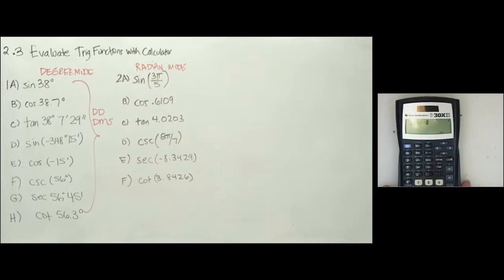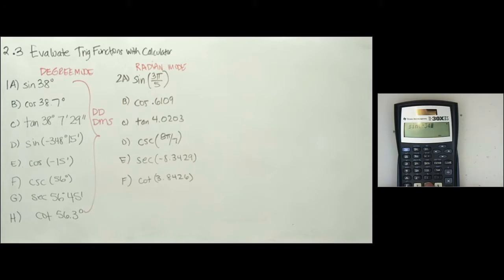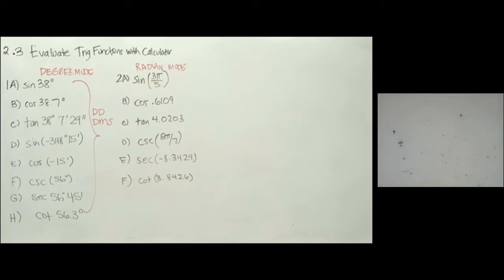It puts the baby negative on the screen. 348, I'm going to go get my degree symbol. 15, I'm going to go get my minute symbol. I'm going to close it and hit enter. And there is my decimal value. Everybody's okay? All right, on the Pro.